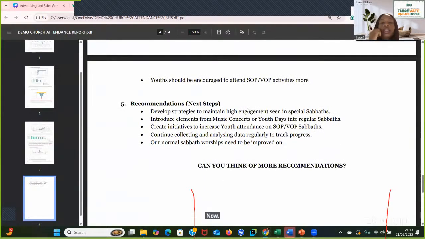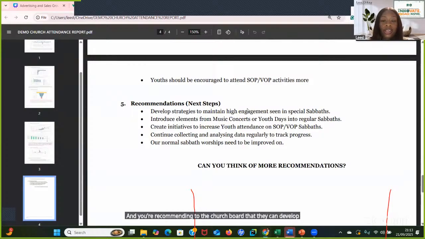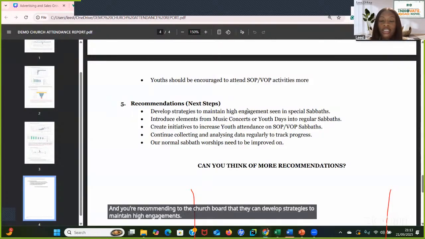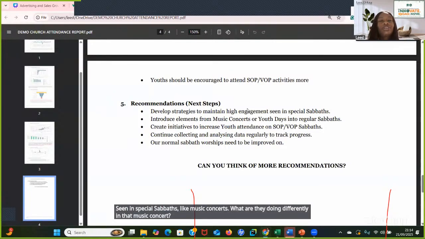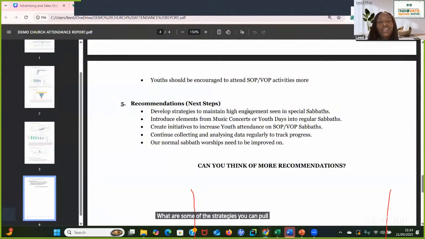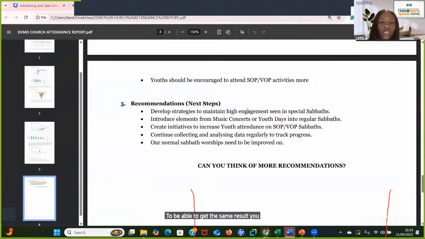Now, as a data analyst who has given this report to the church, you now want to give a recommendation to the church board. And you're recommending to the church board that they develop strategies to maintain high engagement seen in special Sabbaths like music concerts. What are they doing differently in that music concert? What are some of the strategies you can pull up from music concerts and imbibe into the normal church worship, into SOP VOP Sabbath, to get the same result you get on a music concert day? Introduce elements from music concerts or youth days into regular Sabbaths.